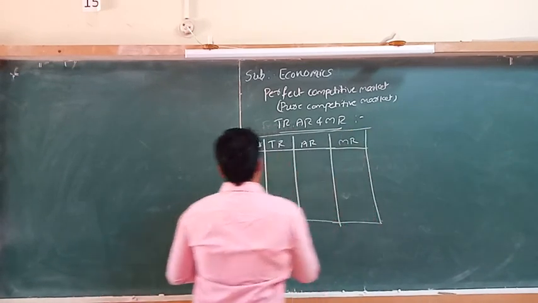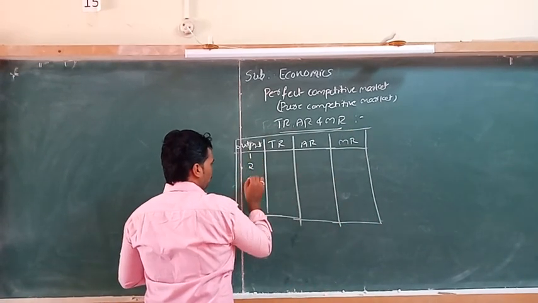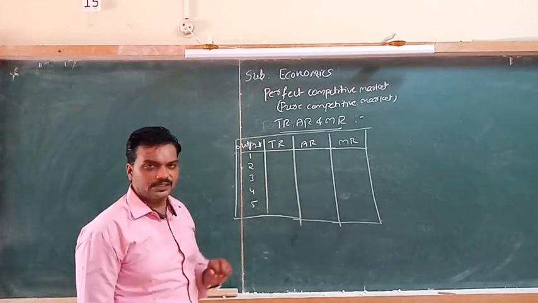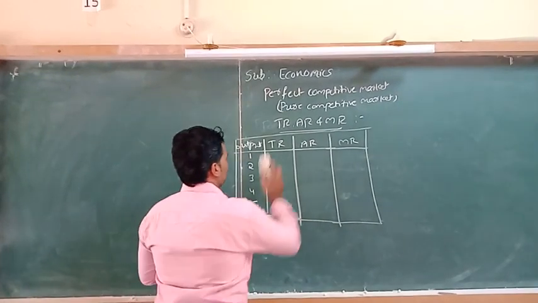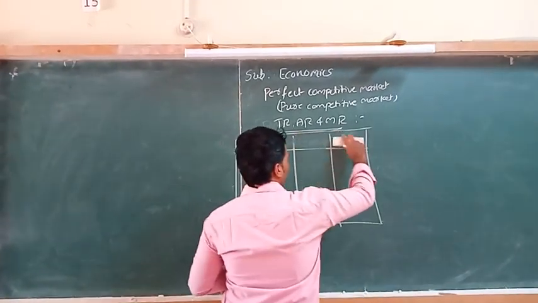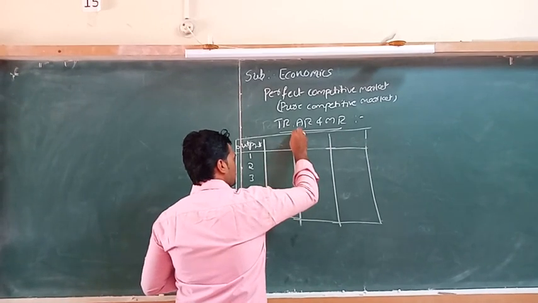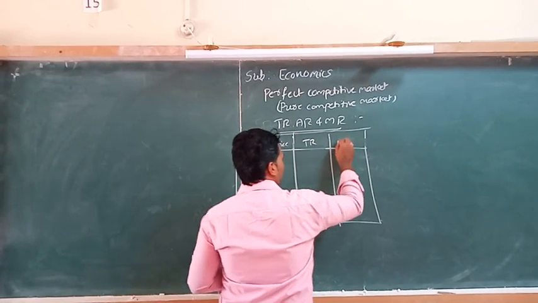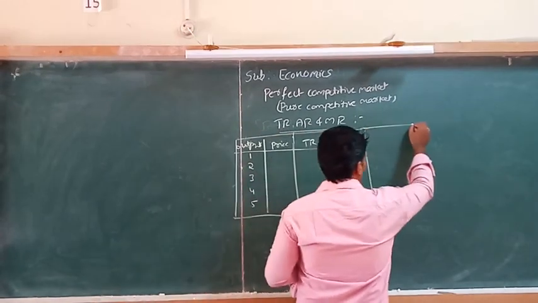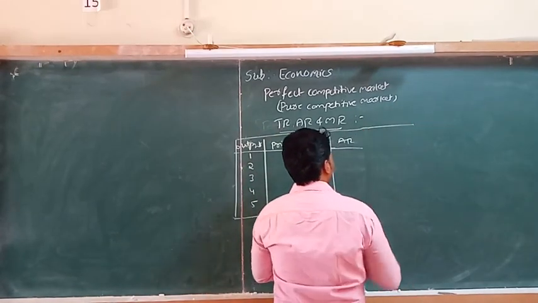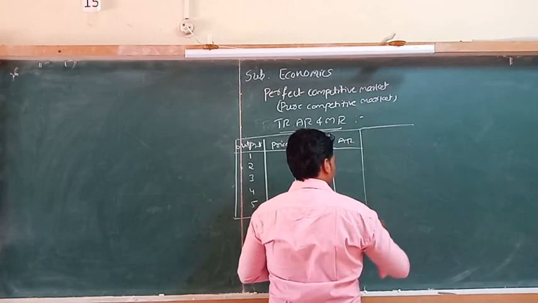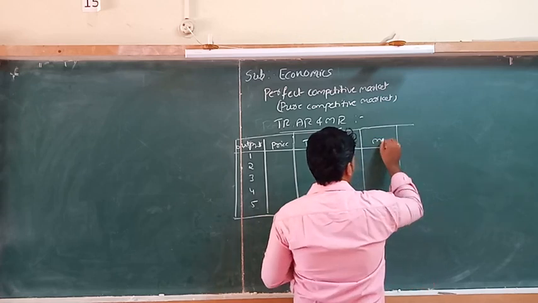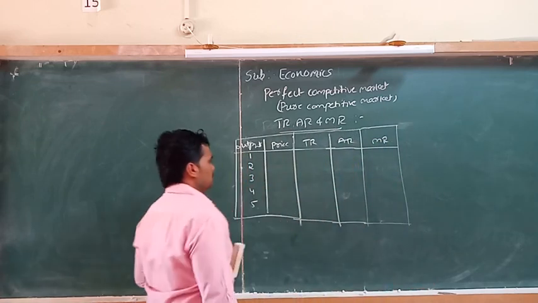Output 1, 2, 3, 4, 5. The firm only produces 5 units. So, from one column, and this one column, that is price, P, AR, MR.